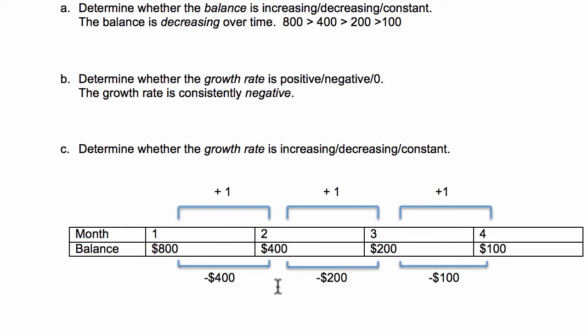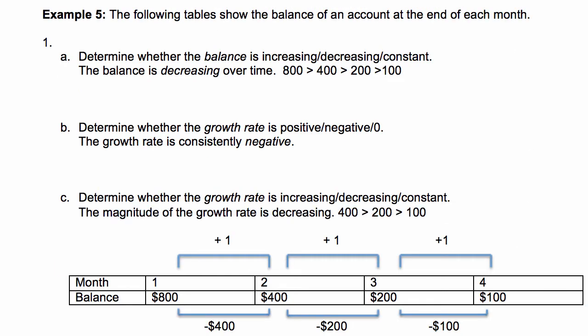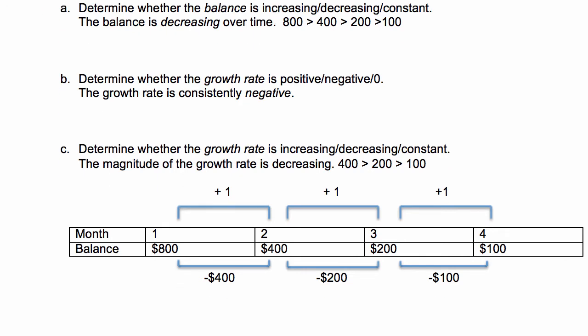The average growth rate from month 2 to month 3 is negative $200 per month. The average growth rate from month 3 to month 4 is negative $100 per month. Thus, the magnitude of the growth rate is going from $400 to $200 to $100. This indicates that the magnitude of the growth rate is decreasing. Let's look at the second table.